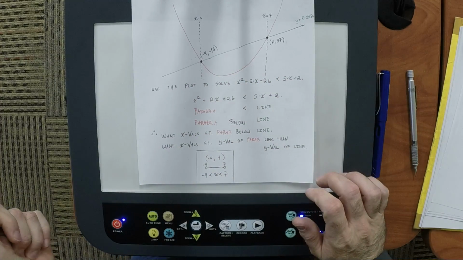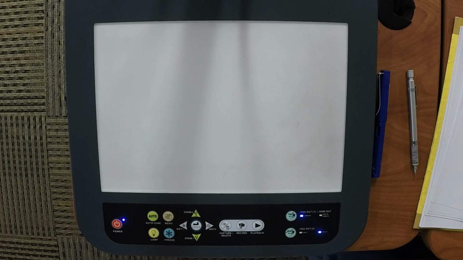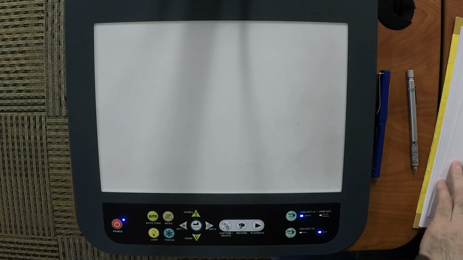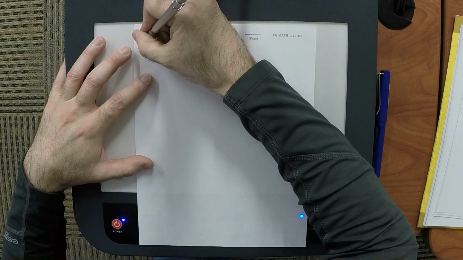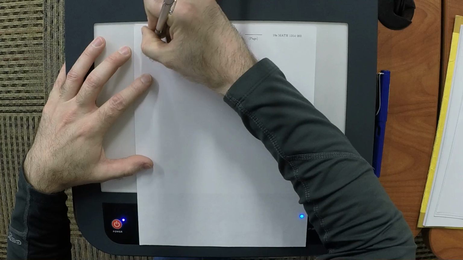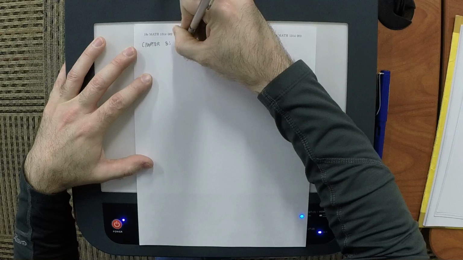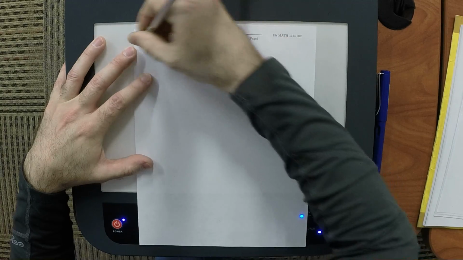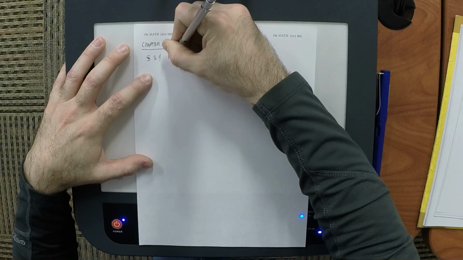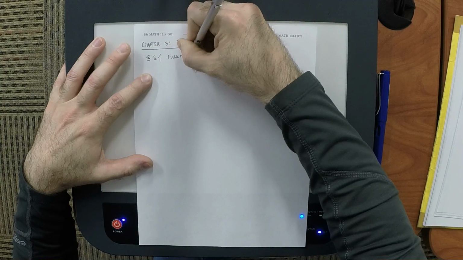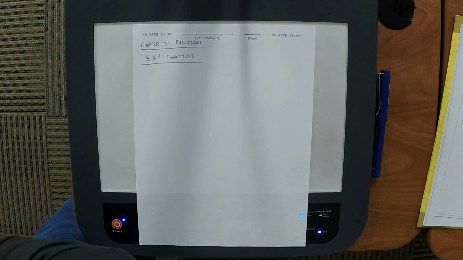Other questions? Okay, good. So now we move to something entirely different. We're now in chapter 3, which is called functions, and we're in section 3.1, which is also called functions. I want to give you sort of a bird's eye view of what's happened so far.